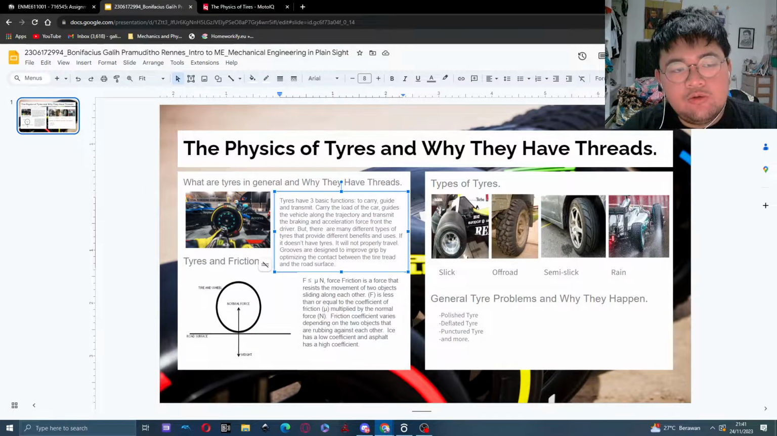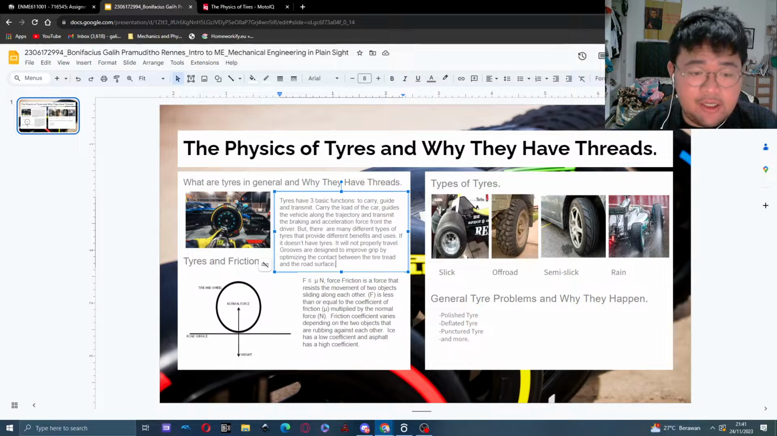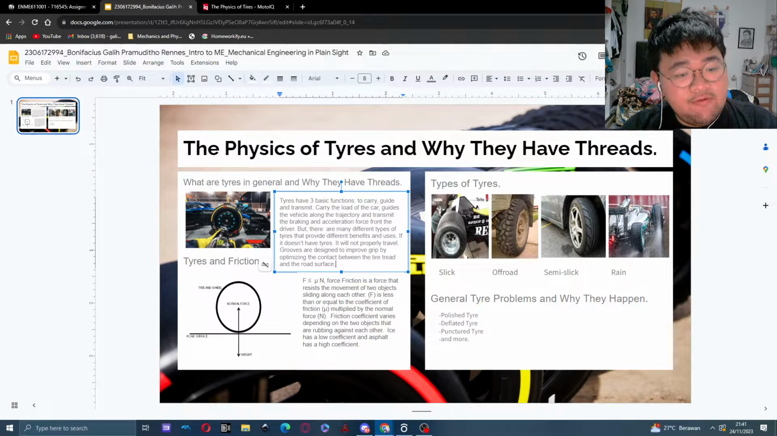I'm going to talk about mechanical engineering in plain sight, especially about the physics of tires and why they have treads. What are tires? Tires can be divided into three functions, which is to carry, guide, and transmit. Is to carry the load of the car, to guide the vehicle on the trajectory, and transmit the braking and acceleration administered by the driver.